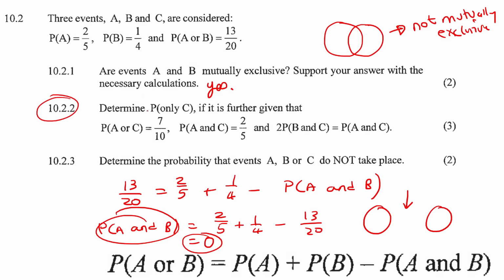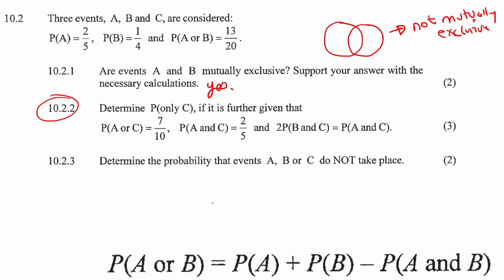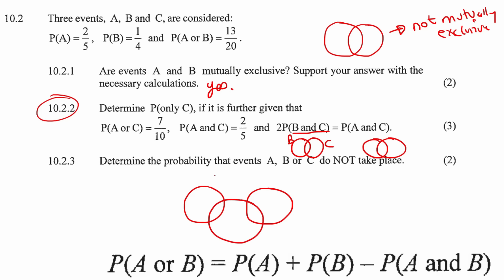The next one. Determine the probability of only C if it is further given that this, and all of this nonsense. Okay, let's have a look and see what we can do. Right, so I think we can try draw the circles. There's definitely a B and C. That means that the B circle and the C circle do overlap. And then there's definitely a A and C, so the A circle overlaps with the C. But the A and the B circle, they don't overlap. So how are we going to draw this? It's going to be something like that, where it looks like a Mickey Mouse.